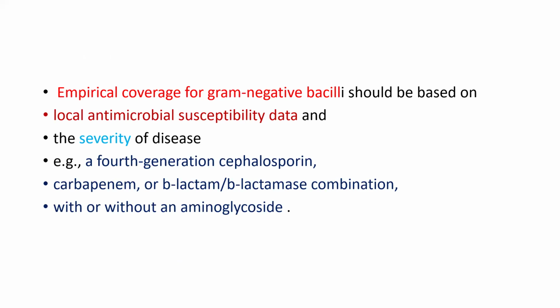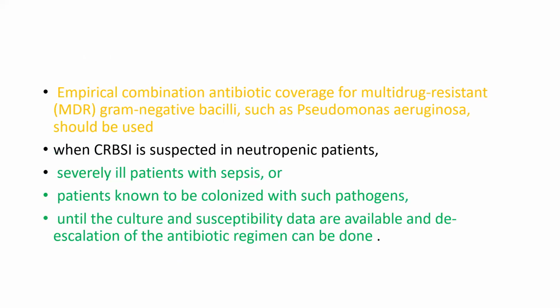Empirical coverage for gram-negative bacilli should be based on local antimicrobial susceptibility data and the severity of disease, for example, a fourth generation cephalosporin, carbapenem, or beta-lactam combination with or without aminoglycoside. Empirical combination antibiotic coverage for MDR organisms such as Pseudomonas aeruginosa should be used when CRBSI is suspected in neutropenic patients, severely ill patients with sepsis, or patients known to be colonized with such a pathogen, until the culture and susceptibility data are available and de-escalation of the antibiotic regimen can be done.